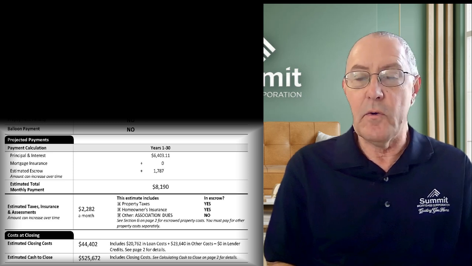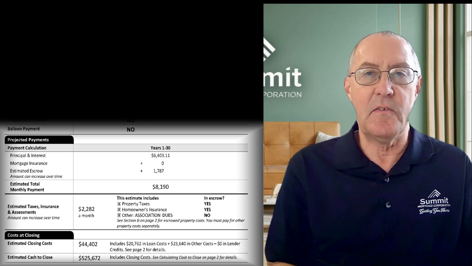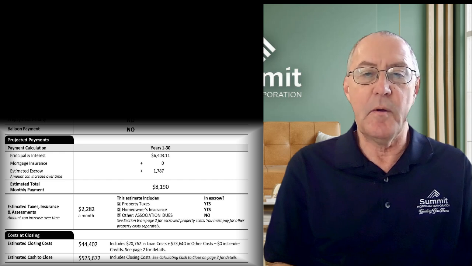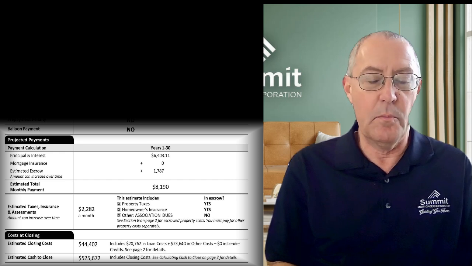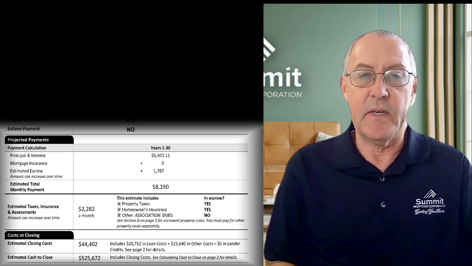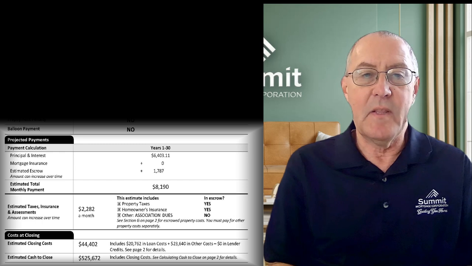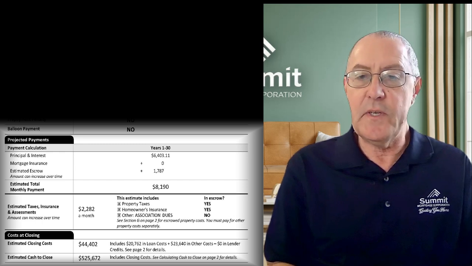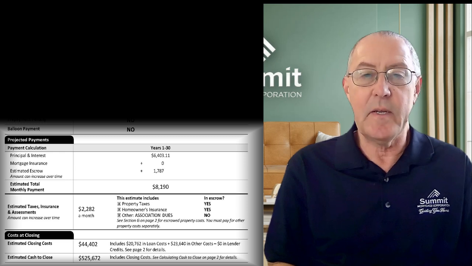So your monthly payment that you're going to see on your monthly bill from the lender, in this case, if this was your LE, you're going to see a portion on it for property taxes and for homeowners insurance, but you're going to be paying your HOA separately, right? So the monthly payment as shown, or the projected payment as shown, is not including the HOA, but it is including taxes and insurance.